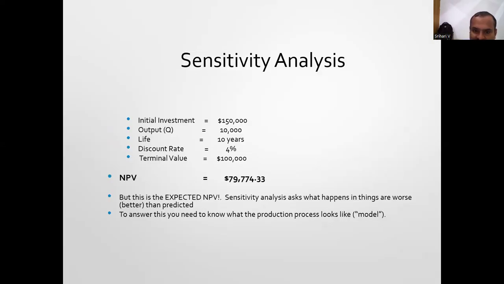Then what is scenario analysis? Before learning scenario analysis, we are going to evaluate based on one example. Here, the initial investment is $150,000. Output is 10,000 units. Life is 10 years. Discount rate is 4%. Terminal value is $1 lakh. Then, what will be the expected NPV?